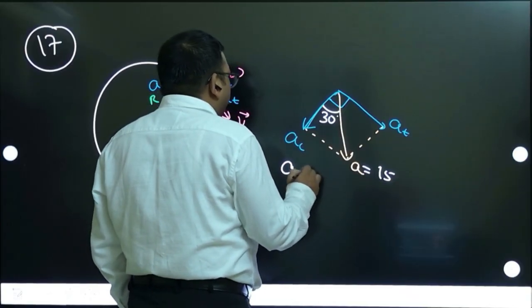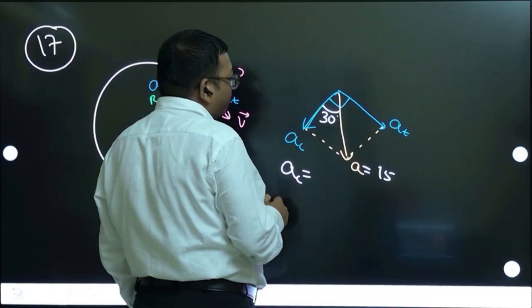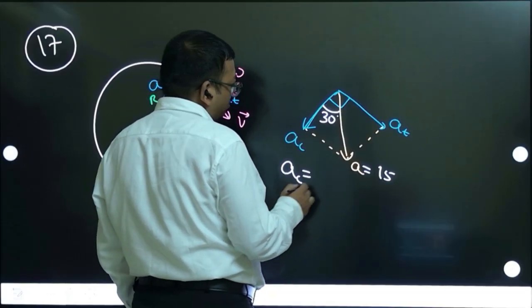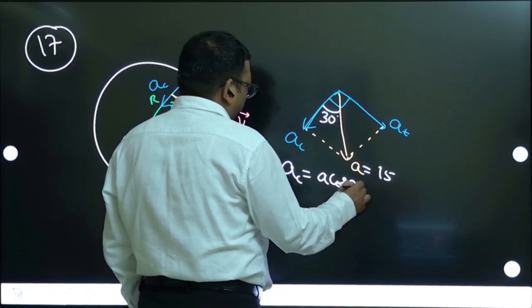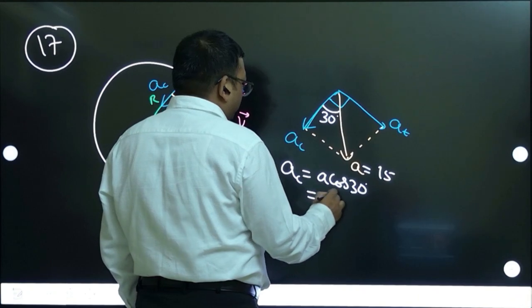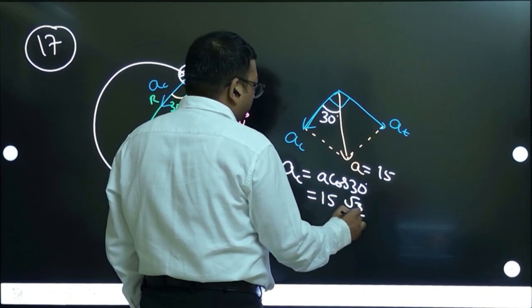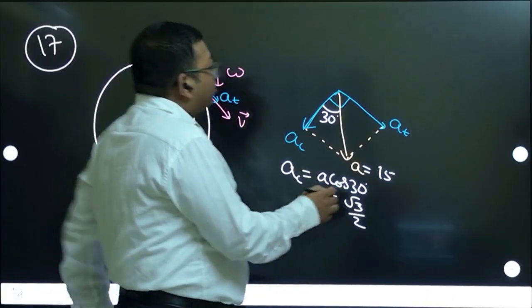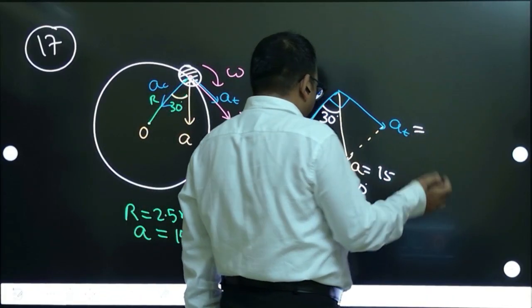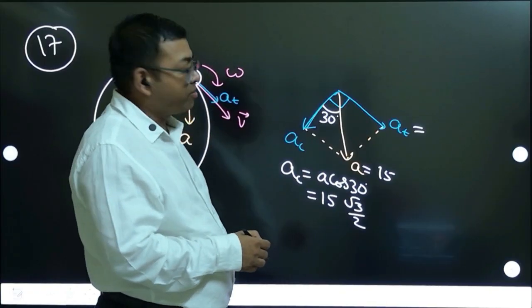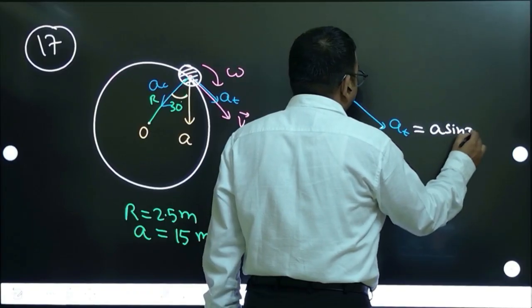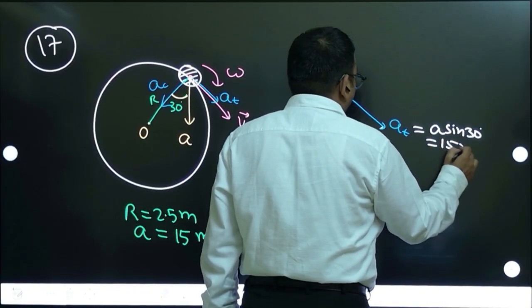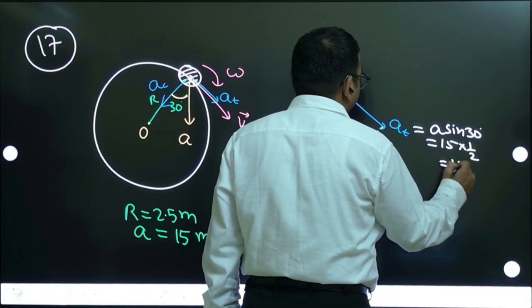Tell me, what is AC? Correct. A is 15 and cos 30 is root 3 by 2. AT also, if you want, what will it be? A sin 30 degrees, correct. That means 15 into half, right? 15 by 2 is right.